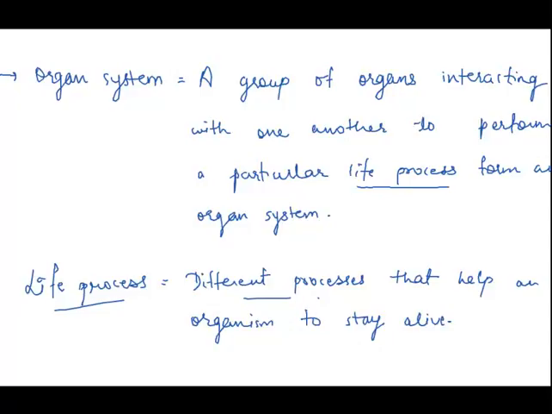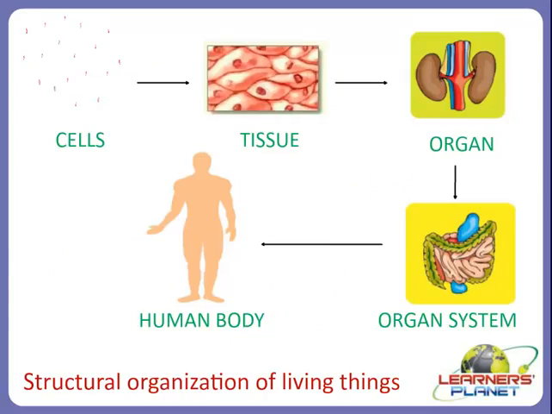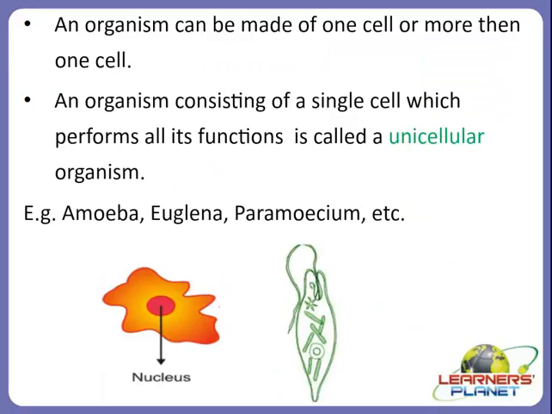So this is the structural organization of living things. Now let us see into how many categories these organisms can be divided. Yes, an organism can be made of one cell or more than one cell.